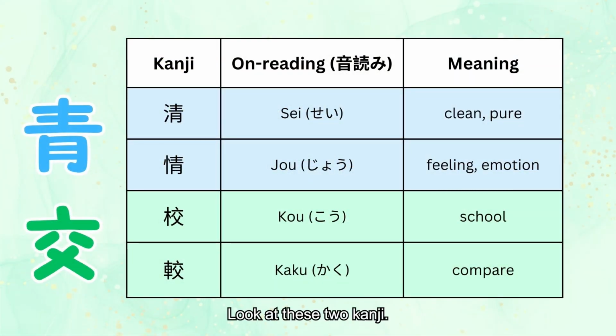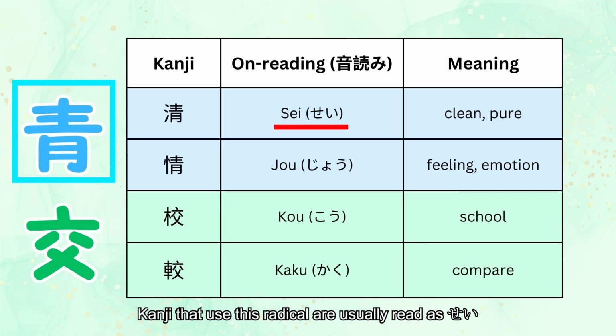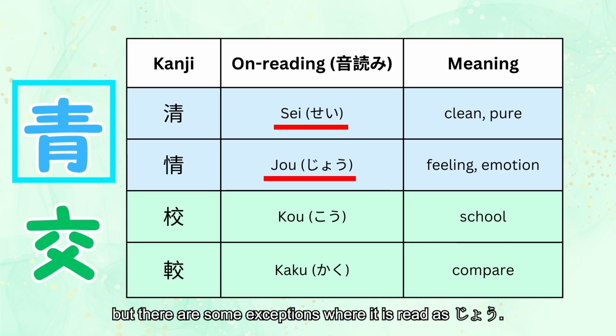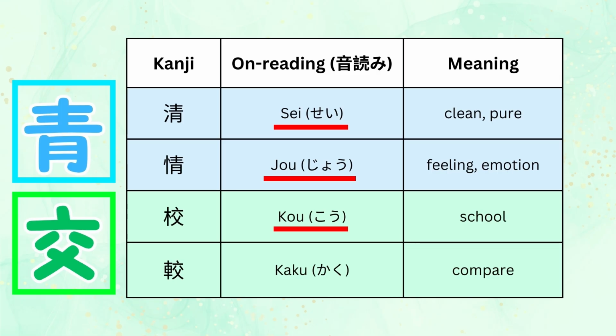Look at these 2 kanji. The first kanji, ao, means blue. Kanji that use this radical are usually read as se, but there are some exceptions where it is read as jo. The second kanji, majiru, means mix. In many cases, when we see this radical in a kanji, it is read as ko. However, in the kanji meaning compare, it is read as kaku.